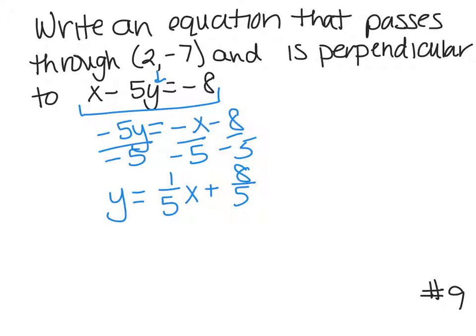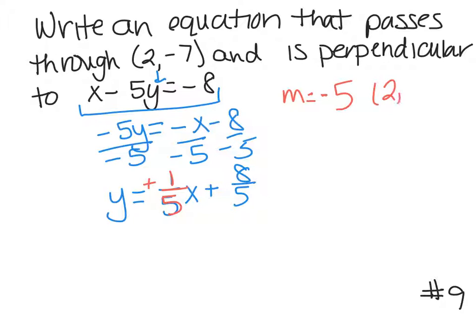Now, to be perpendicular to something, my slope is the opposite reciprocal. So the opposite reciprocal of 1/5 is 5 over 1, which is 5. If this is a positive, that means this needs to be a negative. So perpendicular has opposite reciprocal slopes, and parallel has the exact same slope.